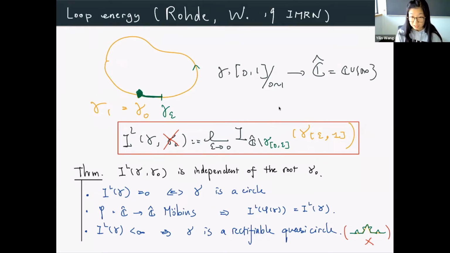Not all quasicircles are rectifiable, so this is a very small class of quasicircles. And in fact, if one thinks about why there are so many symmetries, it's actually quite surprising to see that this loop energy doesn't depend on the root, because it seems that if you want to write down the driving function, it's very much dependent on how you parameterize the curve, especially where it starts.